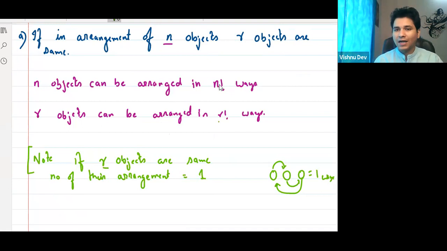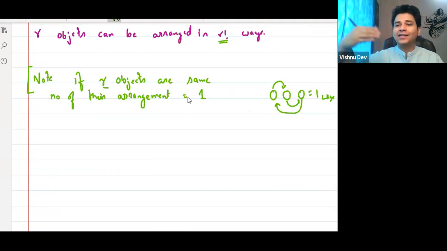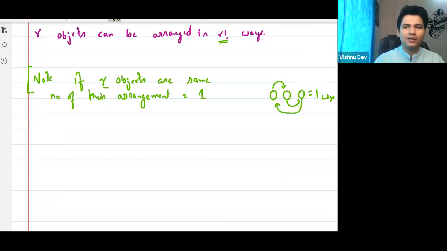But if you talk about this n factorial ways, I'm actually multiplying this r factorial also in this n factorial. So it is extra. I'm multiplying extra. So if I have multiplied r factorial extra, what do I have to do to remove that? Sir, divide. Divide. Very good. Correct.